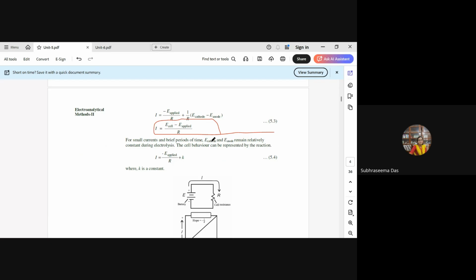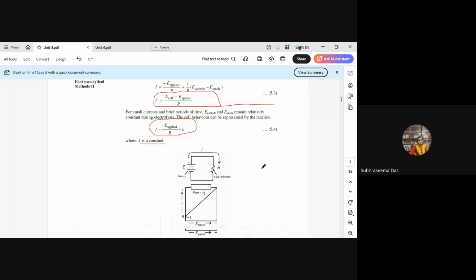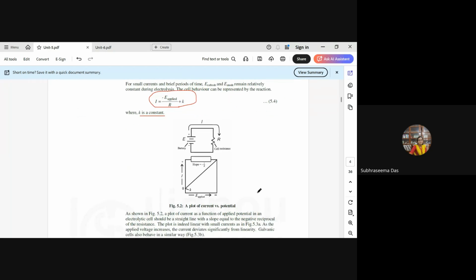So for small currents and brief periods of time, E cathode and E anode remain relatively constant during the electrolysis. So the cell behavior can be represented by the equation I is equal to minus E applied by R plus K, where K is a constant of the overall electrolytic cell.